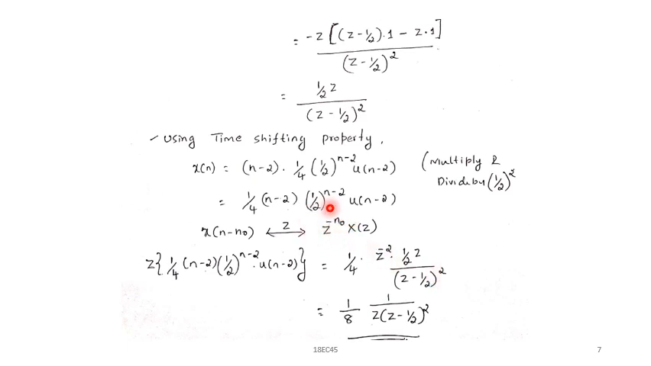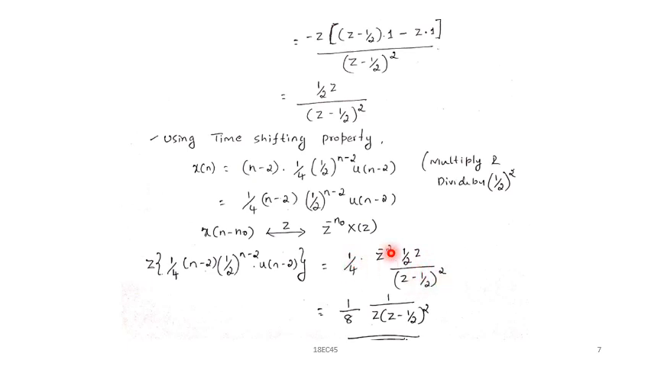Now z to the power minus n naught. What is n naught here? N naught is 2. So I'll write it as z to the power minus 2. Z to the power minus n naught, and in this case n naught is 2 because the signal is shifted right by 2 units. So I can write z to the power minus 2, 1 by 2 z divided by z minus 1 by 2 whole square.